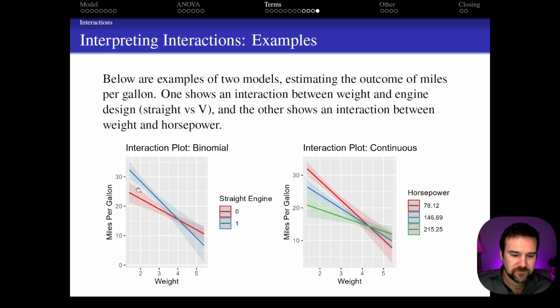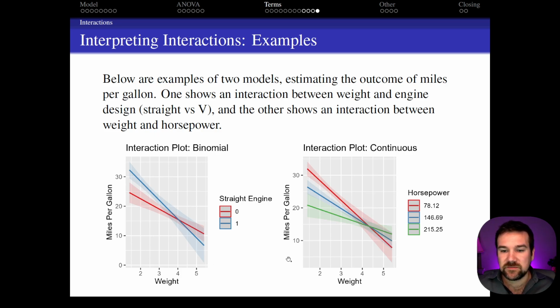For the straight engine, as the vehicle increases in weight, the miles per gallon decrease faster than in a V engine. So in this case, that would be my interpretation. What's the relationship between weight and miles per gallon? Well, it depends a little bit, in the sense that if it's a straight engine, there's a larger negative relationship, and if it's a V engine, there's a smaller negative relationship. I say it depends a little bit because the story of the graph is still relatively similar in that both of them have a decreasing relationship. Whether it's a V or a straight engine, the miles per gallon decrease as the weight increases.